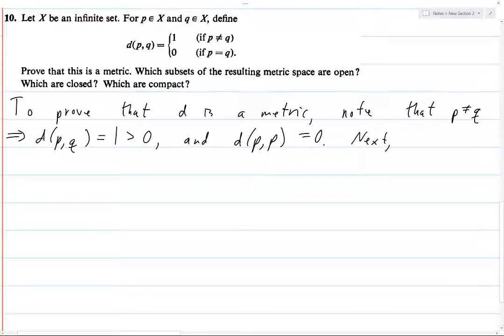Next, if P is not equal to Q, then the distance between P and Q is 1, because P and Q are not equal. But if P and Q are not equal, then Q and P are not equal, and so the distance between Q and P is also 1. And so that establishes symmetry. If P and Q are equal, then the symmetry part is obvious, so we don't even need to worry about it.